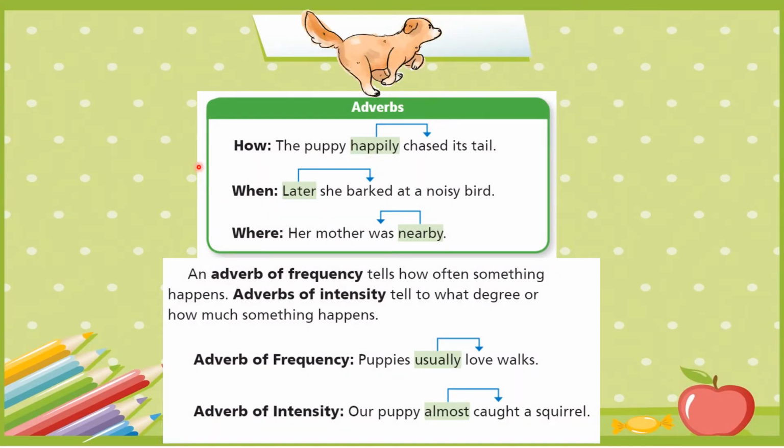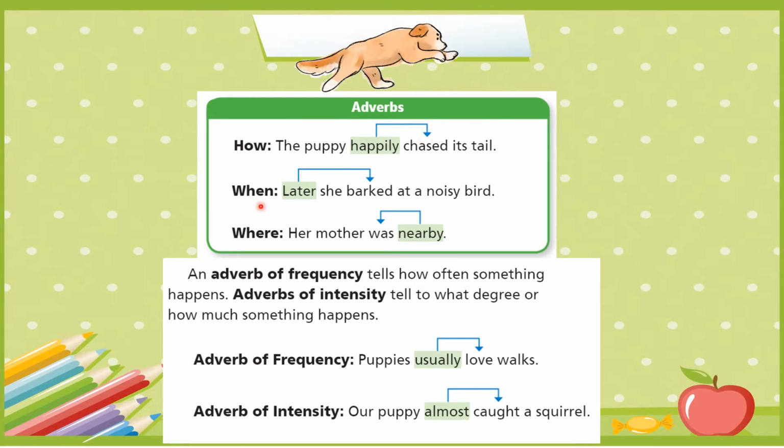So let's look at some examples right here. Let's begin with adverbs that tell how. The puppy happily chased its tail. So what is your verb in this sentence? Yes, your verb is chased, okay? How did the puppy chase its tail? How did he do it? In what manner did he do it? Okay, so you have your adverb happily that ends with ly. So in this case, the adverb that tells how, which is happily, is describing the action that was chased.